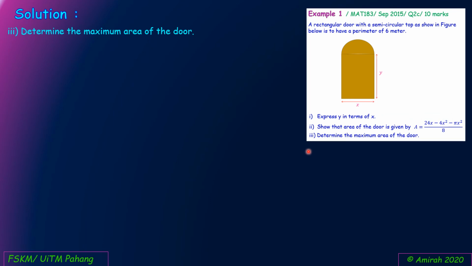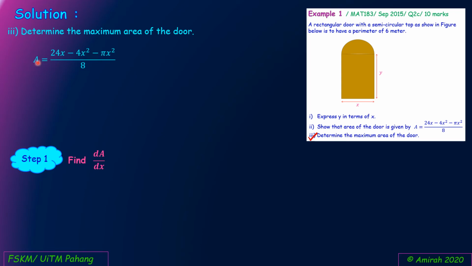Now we continue with number 3. Determine the maximum area of the door. From number 2, we get A equals 24 minus 4x squared minus pi x squared over 8. So to determine the maximum area, first we need to find dA over dx. dA over dx means we differentiate A with respect to x.